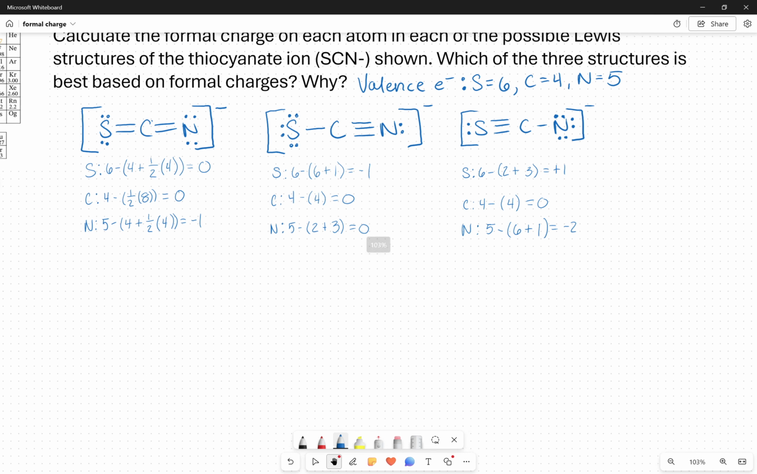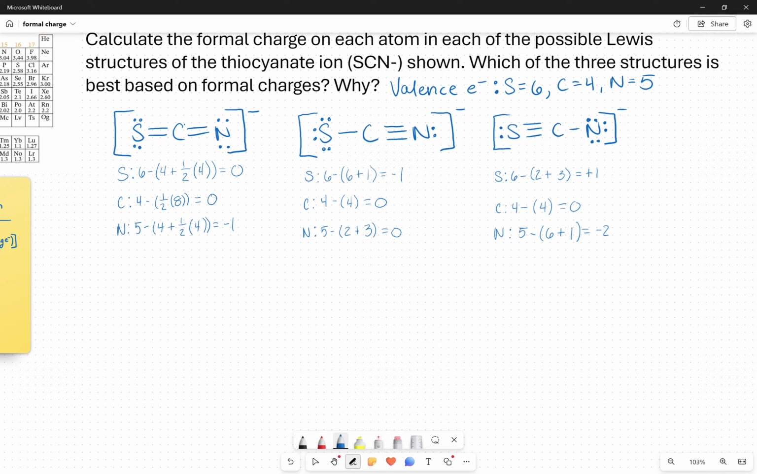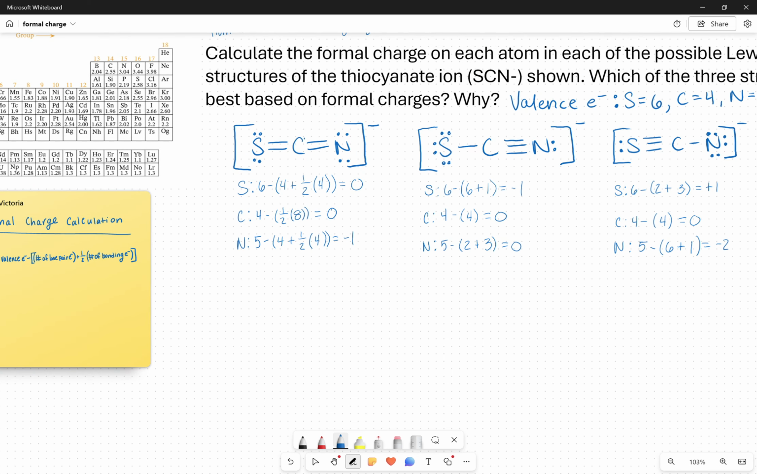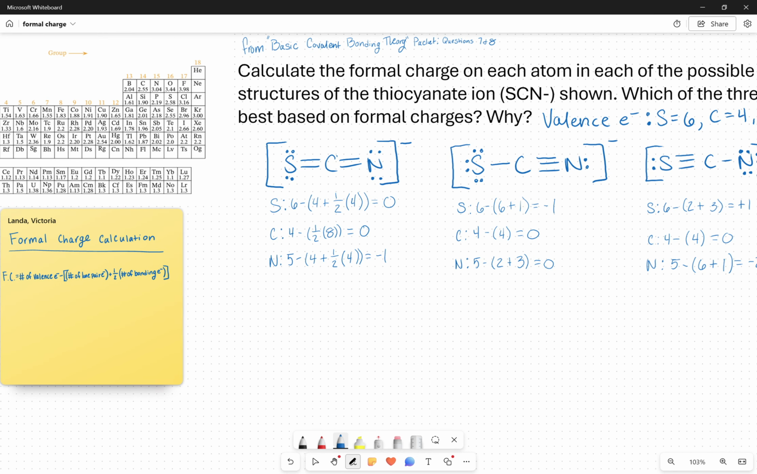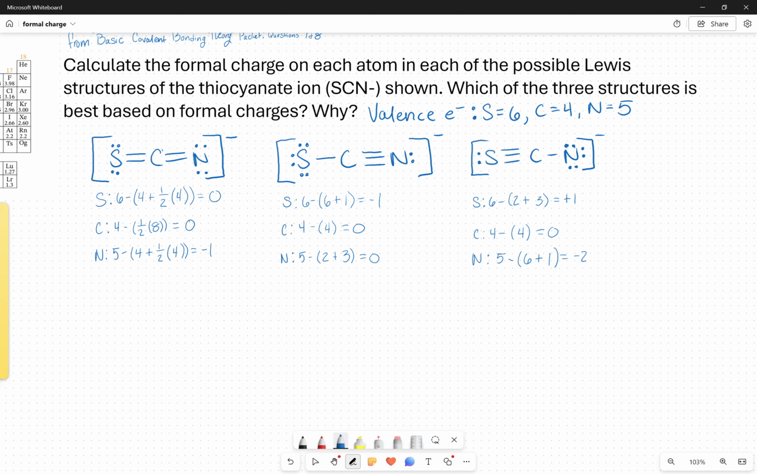Now, once we've calculated these charges, we need to know what to do with them. In order to determine the best structure, we're going to need to look at which atom in the molecule is the most electronegative, and that's what we're going to want our negative charge to be on. Another consideration is that we want these charges to be as close to a net 0 as possible. So just on that alone, we can see that the third structure is probably pretty unlikely to be what we have.